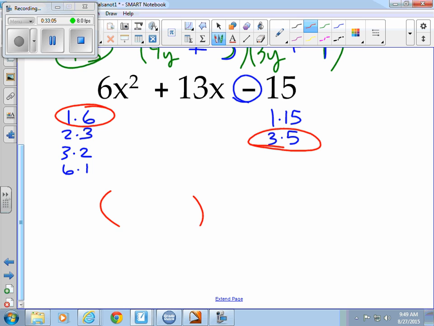So, what do I do with that? Where did the 1 and the 6 go? At the beginning with the x. Why do they go at the beginning with the x? They were from the beginning. And where do the 3 and the 5 go? At the end. Perfect.